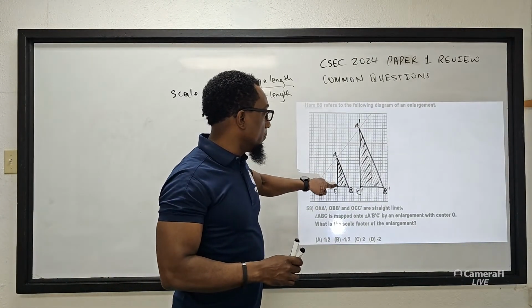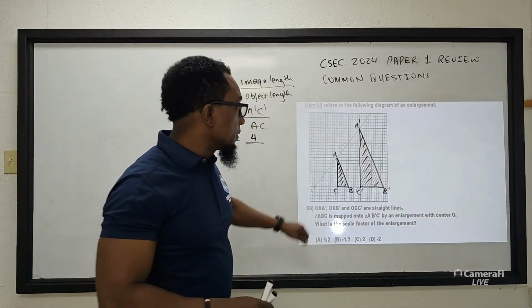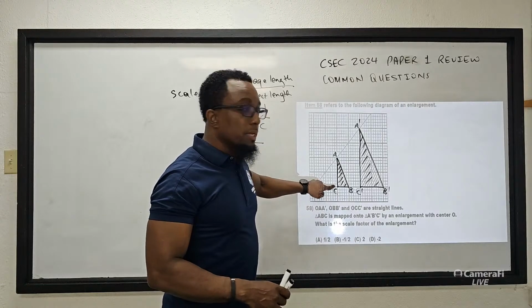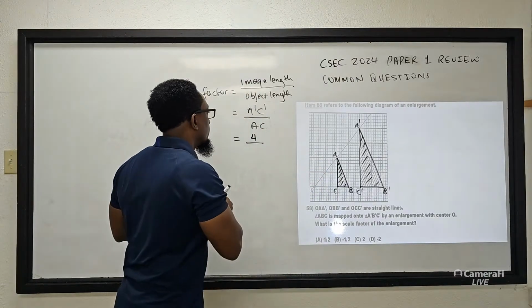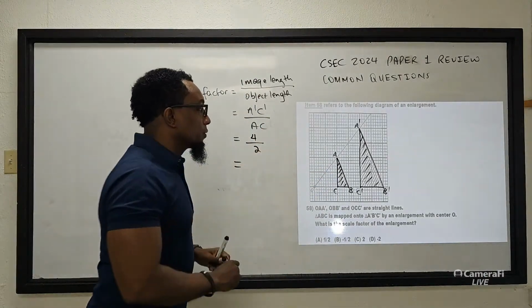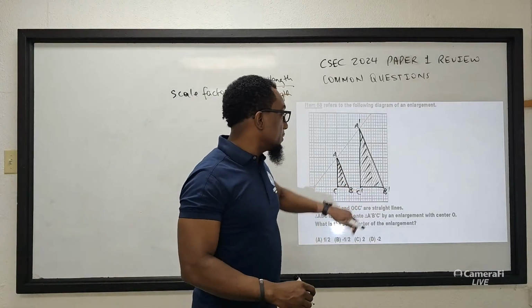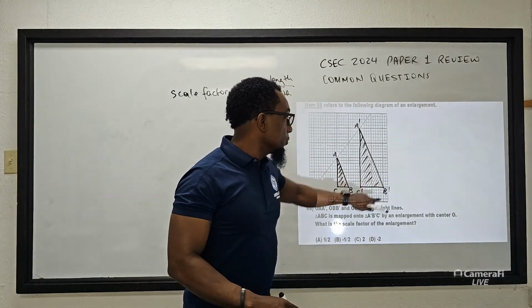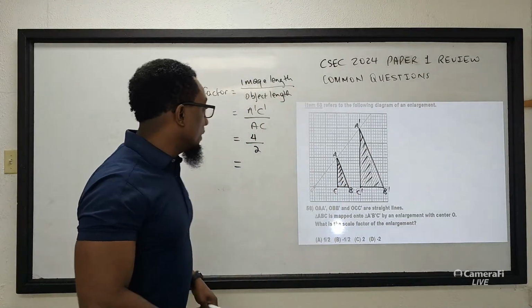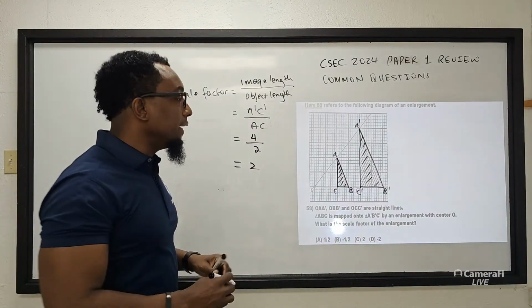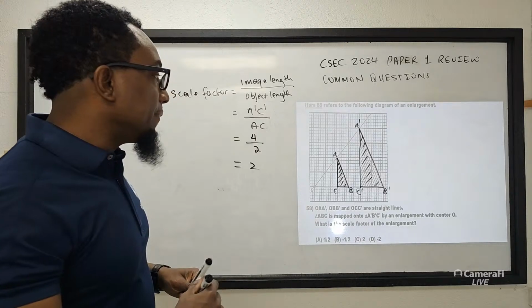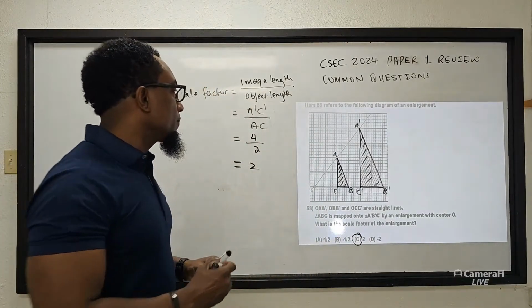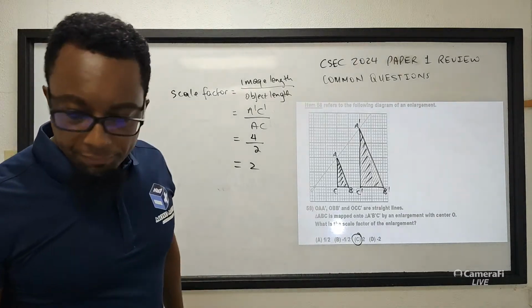AC will be 1, 2. So 2 units. So 4 over 2. If I decided to go with B'C' and BC, this is 1, 2, and this is 1. So you're going to get the same 2. Therefore the scale factor here is 2. That's 58. So let's look at 59.